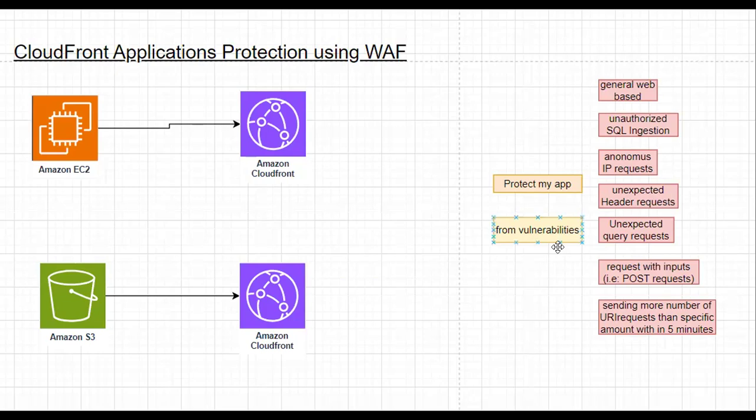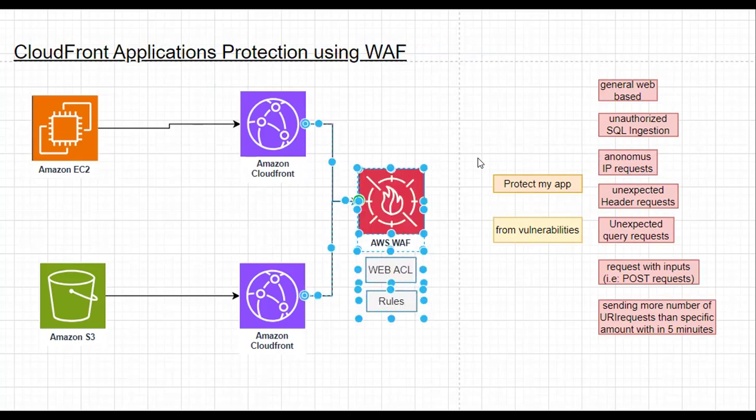So like this, attackers or hackers can try to hack your website. They try to post some data, or they try to occupy your network bandwidth, or they may inject SQL injections, or they may send anonymous IP requests as well. So in order to protect your website from all these vulnerabilities, you have a service. What is that service, sir? AWS WAF, that is Web Application Firewall.